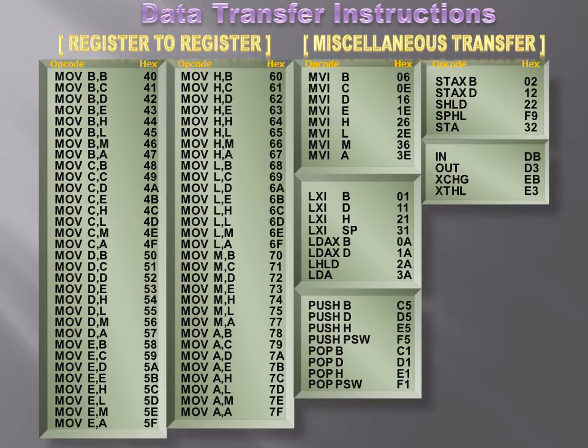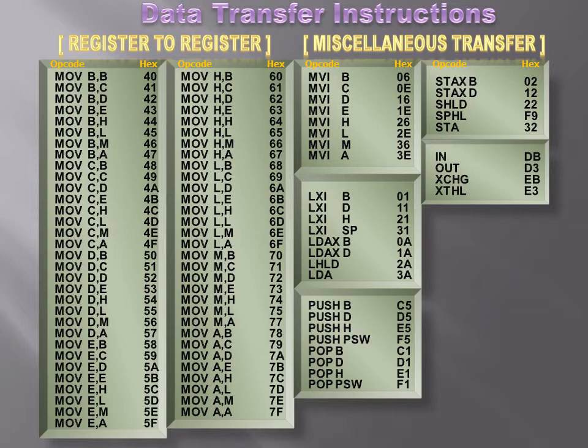In the same way, we have LXI. LXI is also a move immediate, but it is long in the sense that MVI takes one register of 8 bits, but LXI takes the register pair, that means 16 bits, 2 registers at a time. So it moves data of 16 bits. MVI is a 2-byte instruction, one for instruction and one for data, but LXI is a 3-byte instruction having one instruction byte and 2 bytes of data associated with LXI.